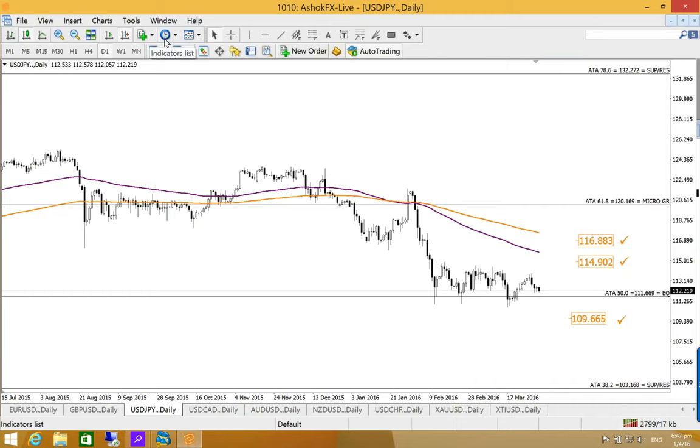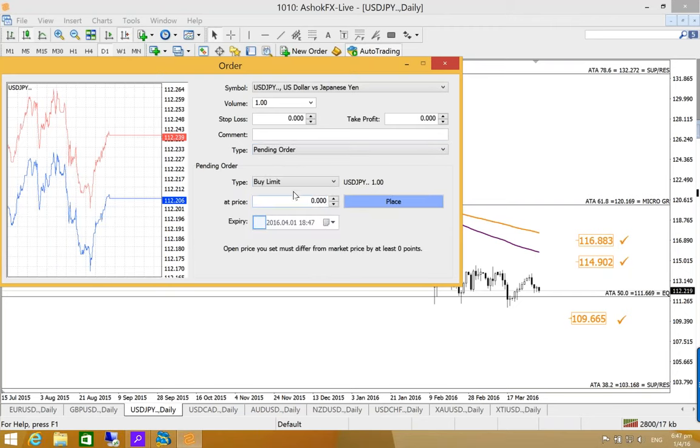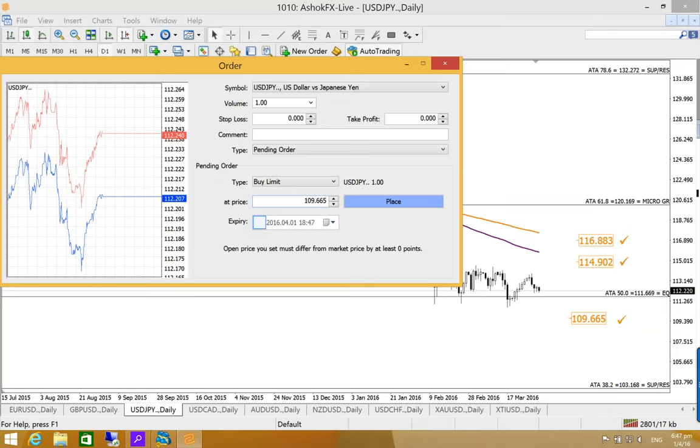So let me put in the orders here. I'm going to put a new order, one lot, and I'm going to put a pending order, buy limit 114. Sorry, buy limit will be 109.665. Because it's a buy, it's going to be 50% ATR. That means if it goes down, it's going to go right down at the bottom. So I'm going to put only 90 points, I'm going to put 45. So 45 will be 109.66 plus 40 will give me 114.